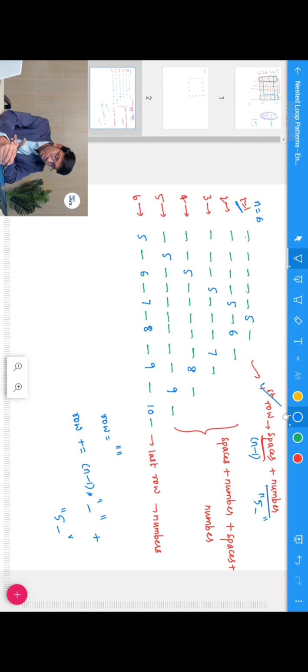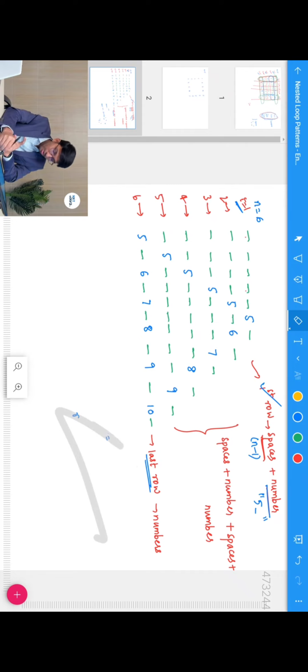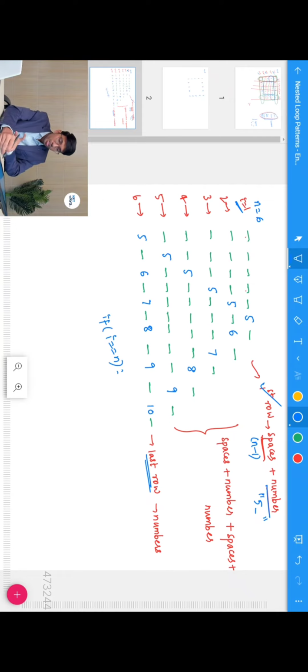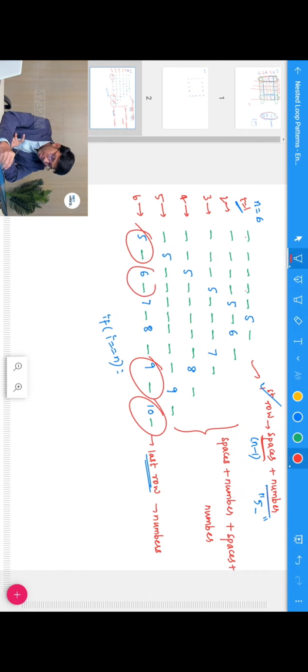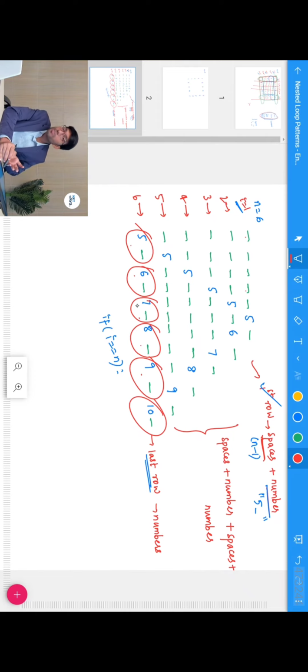Now let's do the last row. Last row means i equal to n. I equal to 6, which is i equal to n. So if i equal to n, in that case, what do we need to do? We just need to print 5 and a space, 6 and a space, 7 and a space, 8 and a space, 9 and a space, 10 and a space. So basically, how many numbers did we print? 1, 2, 3, 4, 5, 6. Because n equal to 6, we printed 6 numbers. So for any given n, we'll print n numbers.